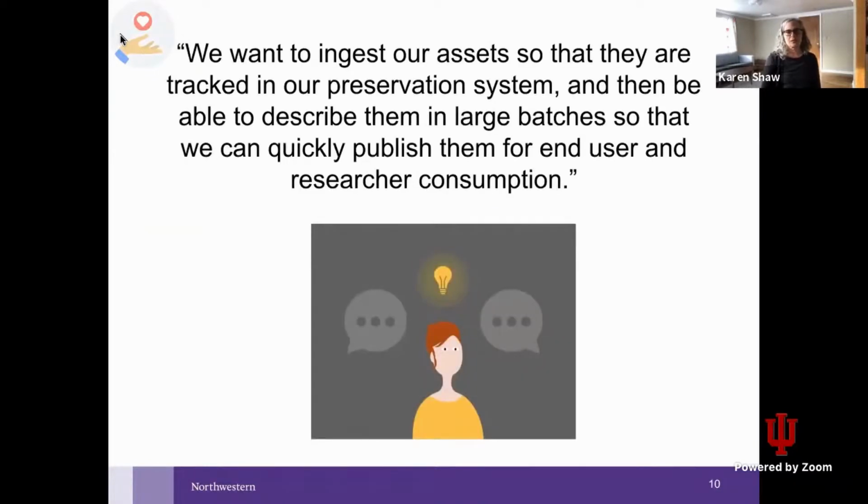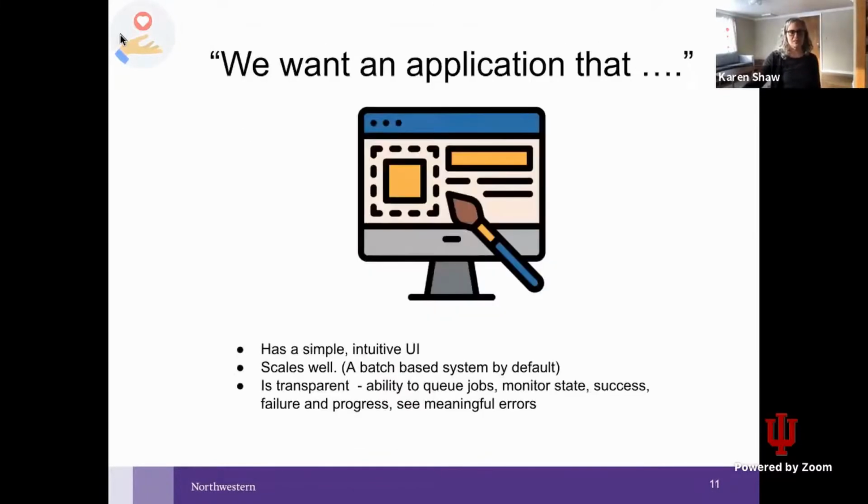Basically, what we heard was, we want to ingest our assets so that they are tracked in our preservation system and then be able to describe them in large batches so that we can quickly publish them for end user and researcher consumption. So specifically for batch edit, what we heard was our users wanted to be able to quickly and transparently apply metadata changes across thousands of records at once. Next slide.